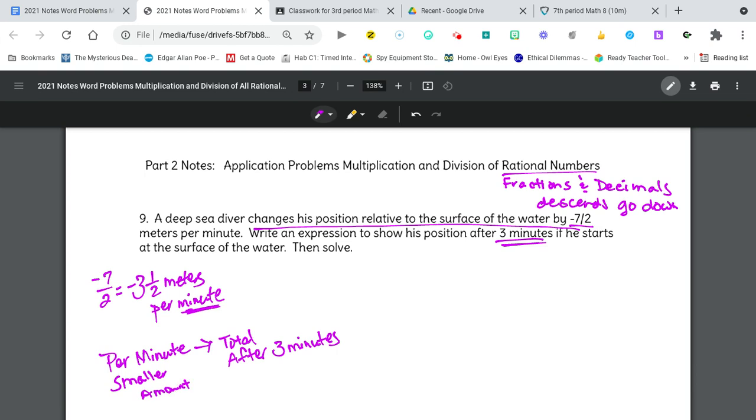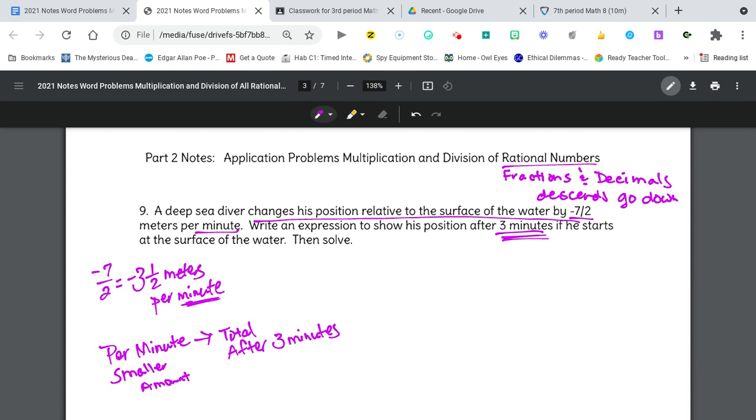Because I know after 3 minutes, he will have gone a larger distance. If this is just per minute, after 3 minutes, I know my answer should be larger. So they gave me the smaller amount first, and I want to go to the larger amount. That's an indication that I multiply. So I'm going to take negative 7/2 and multiply it by 3, because this is per minute.